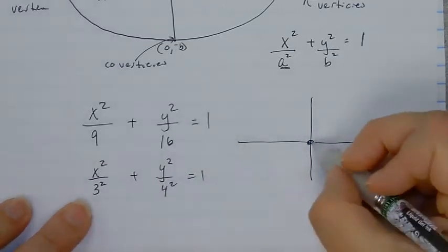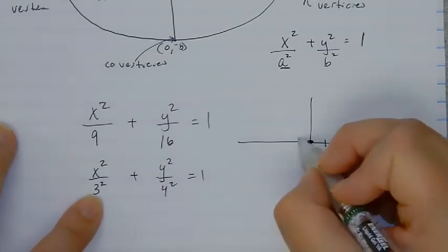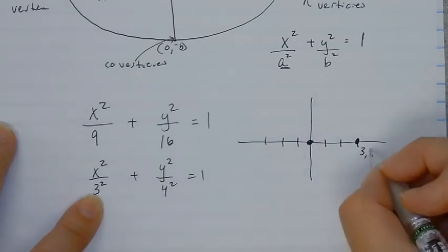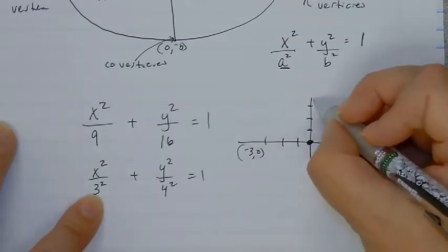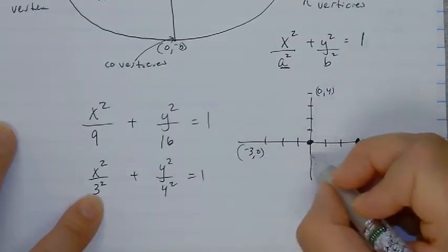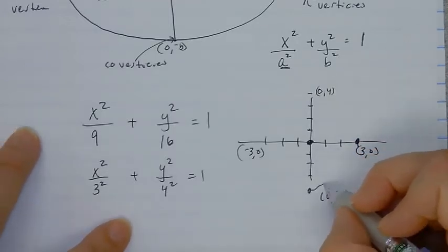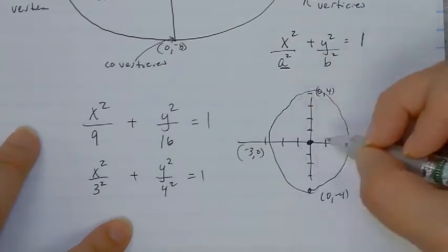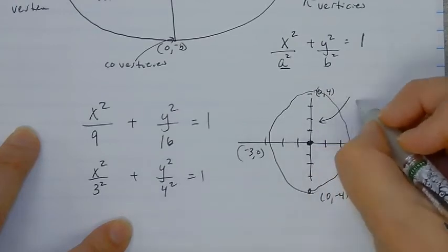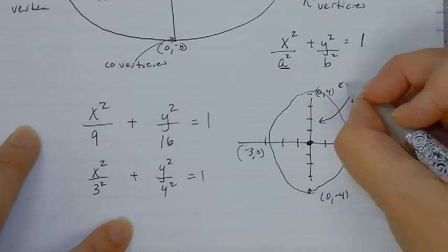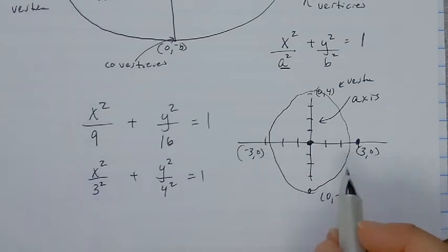So this means that from the center, I'm going to go 3 units in each direction in the x direction. So this is the point 3, 0, and this is the point negative 3, 0. And in the y direction, I'm going to go 4 units. So if I drew my picture right, it should be longer this way than this way. Since it's longer in the y direction, now this is the axis, major axis, and these are the vertices. Since this is the shorter distance, these would be the co-vertices or the minor axis.